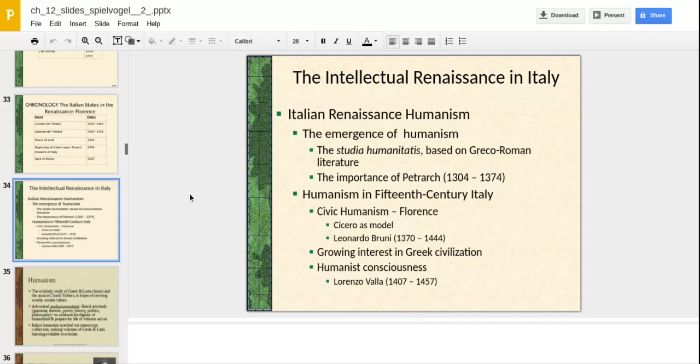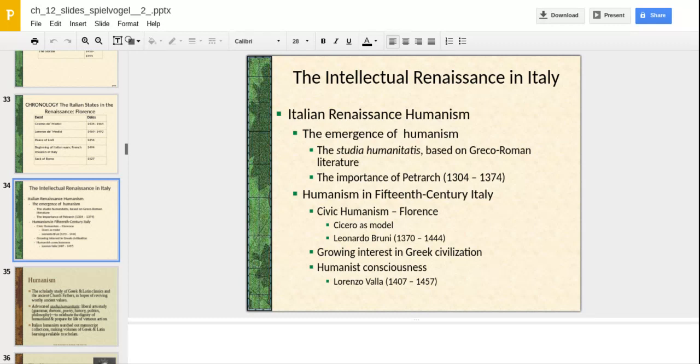All right, the emergence of humanism. You have to know humanism. Based on Greco-Roman literature, without a doubt, Petrarch is the supposed father of humanism. You can see his dates are just before the Renaissance really kicks off. They also, in 15th century Italy, come up with the idea of civic humanism, especially in Florence, this so-called republic, using Cicero as a model.